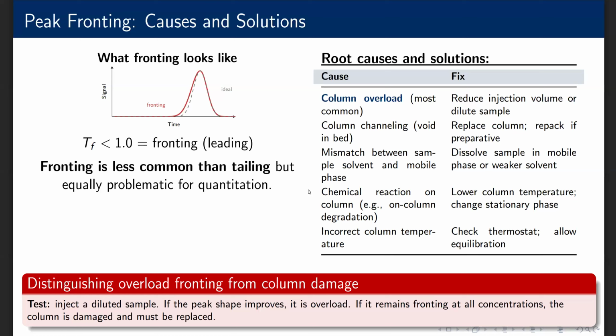Solvent mismatch is another common cause of fronting. If the sample is dissolved in a solvent much stronger than the mobile phase, the analyte band spreads at the point of injection before refocusing, creating a front shoulder. The solution is to dissolve the sample in mobile phase or a weaker solvent.